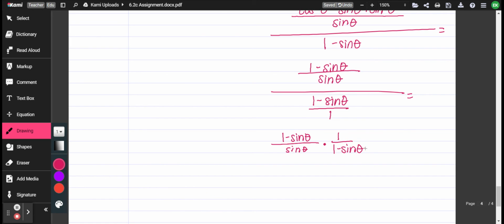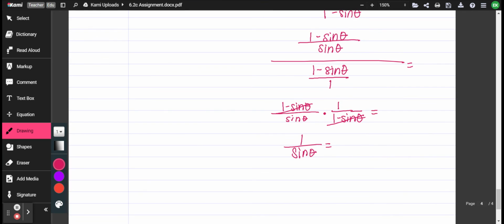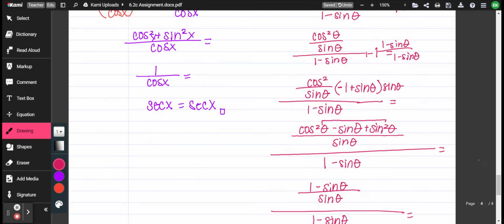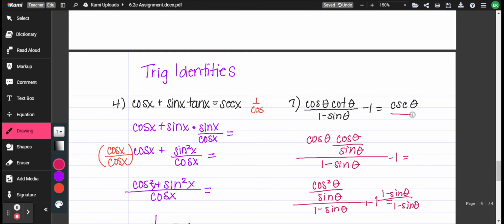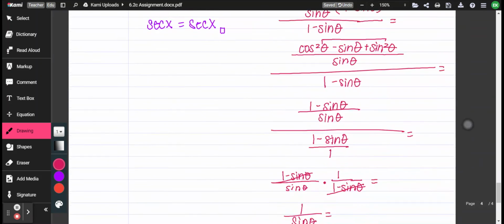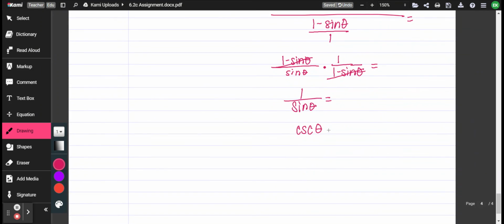The reason I do this is because when I'm multiplying, I can cancel out the 1 minus sine theta, and I'm left with 1 over sine theta, which from our reciprocal identities we know is just cosecant theta. That is what I was trying to prove. So I can write my final statement of cosecant theta is equal to cosecant theta, and I am done.